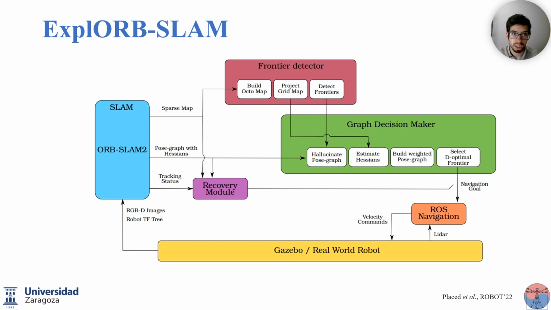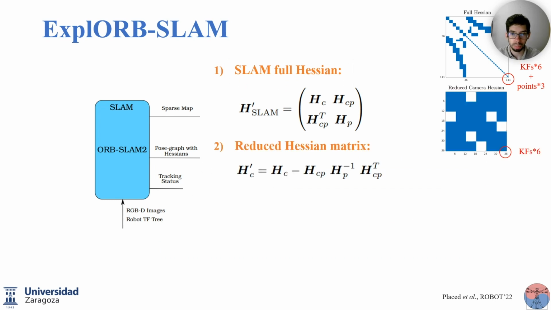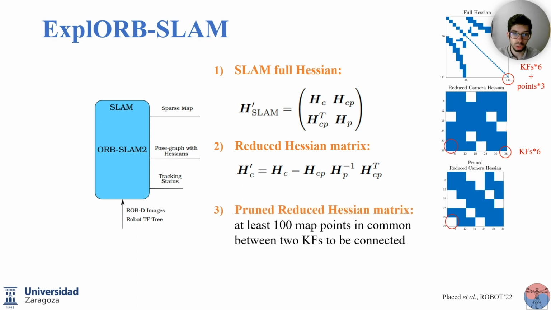Explorable SLAM is also a three-stage active SLAM system where candidate frontiers are identified. A decision-making module leverages the underlying graph structure to select the optimal one, and a navigation module deals with moving the robot to that location. Since we are using ORB-SLAM as backbone, we take the full Hessian from the optimization, marginalize the map points, and prune the sparsest connections. By doing this, we obtain a pruned information matrix that conveys the sparsity pattern of the essential pose graph in ORB-SLAM.